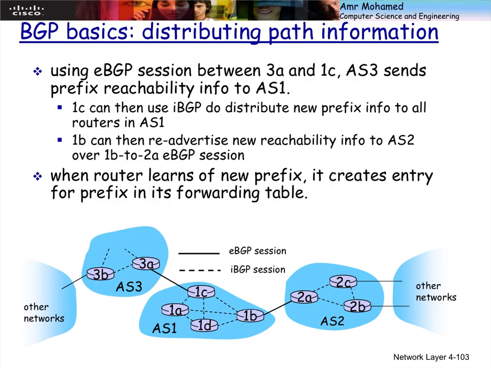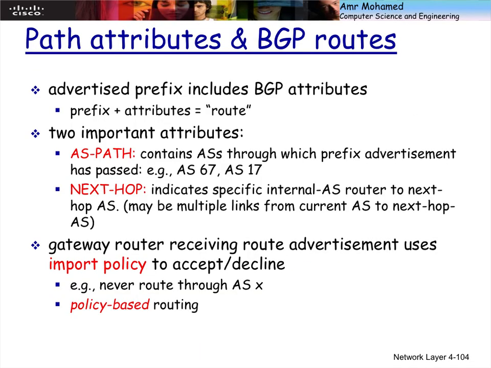So 1B can then re-advertise the new reachability to AS2 and so on. That's how the information propagates through the network. When a router learns of new prefixes, it creates an entry for the prefix in the forwarding table, as we said. So both OSPF or RIP reflect this information, and BGP reflects it, to the routing table.